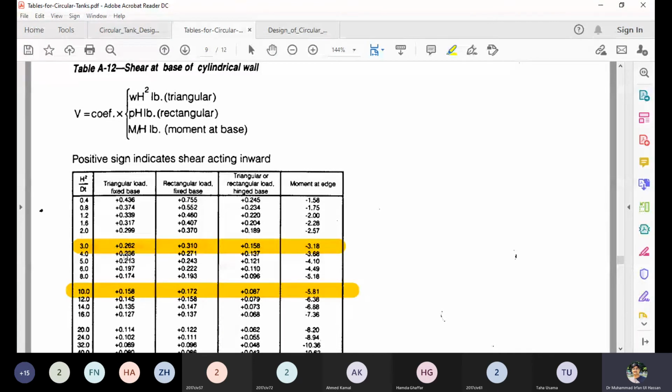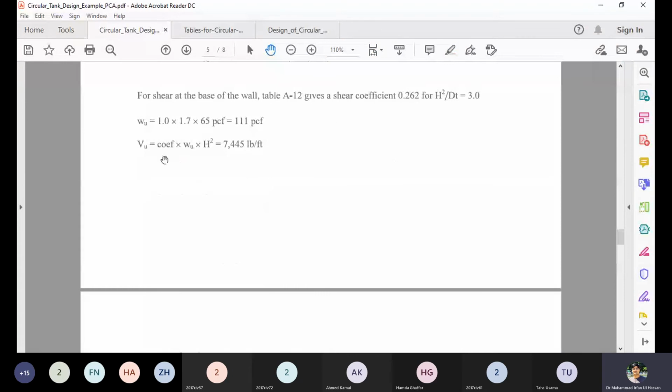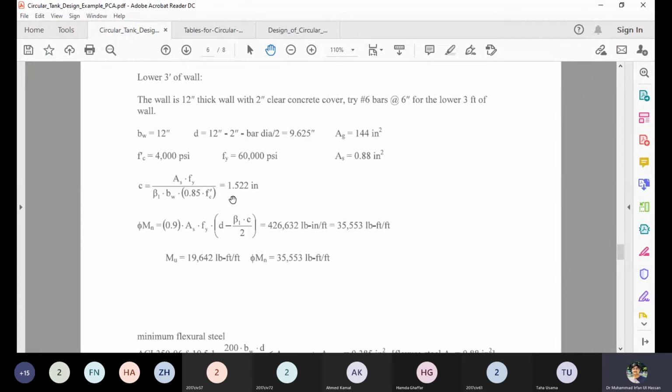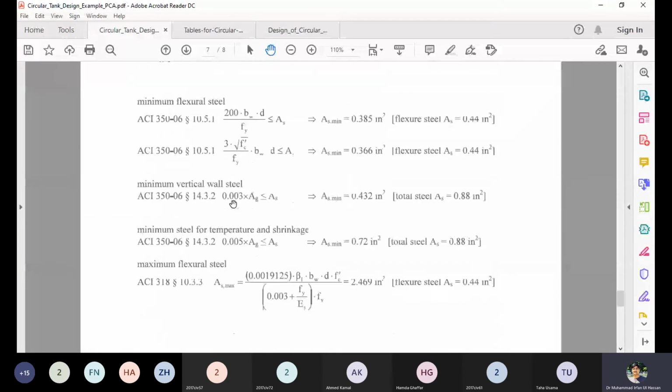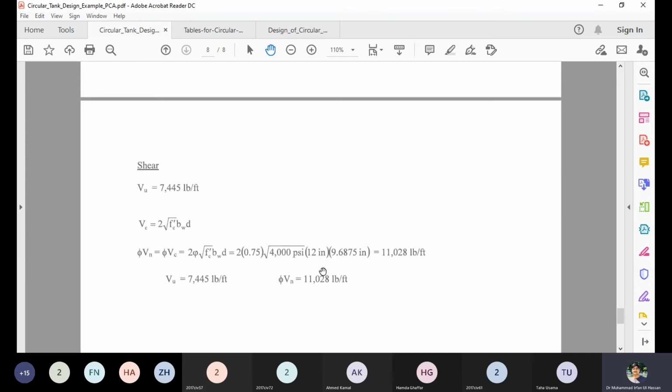We have a triangular load and a fixed base, so we can determine the wall shear by this coefficient times WU times H square. That comes out to be the shear from Table A12, and our shear capacity should be larger than the shear. So the shear capacity for the FPS system is 2 phi root FC prime BD. This value is checked, and it comes out to be quite larger than the shear force of 8,000, it is about 11,000. So it's fine. In this way, the shear thickness of the tank is also checked.